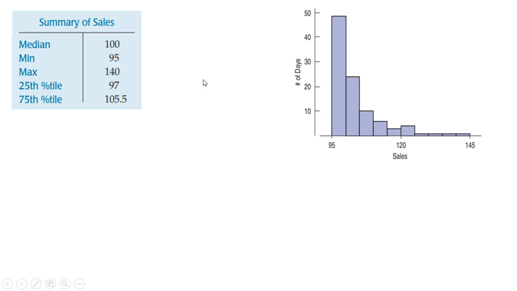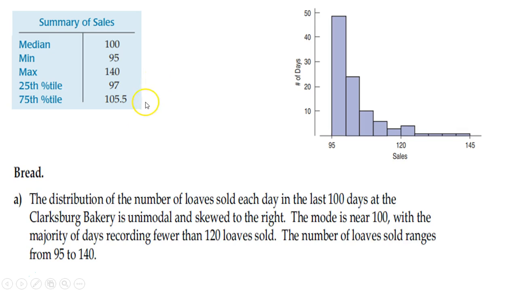So take a look at the distribution. And this is given in the problem, so we kind of know what the box plot and everything is looking like, so I don't have to try to hunt through and find it for the data. But the distribution of the number of loaves sold each day in the last 100 days, it's definitely unimodal, right? One little lump there. It's definitely skewed to the right. The mode is definitely here.